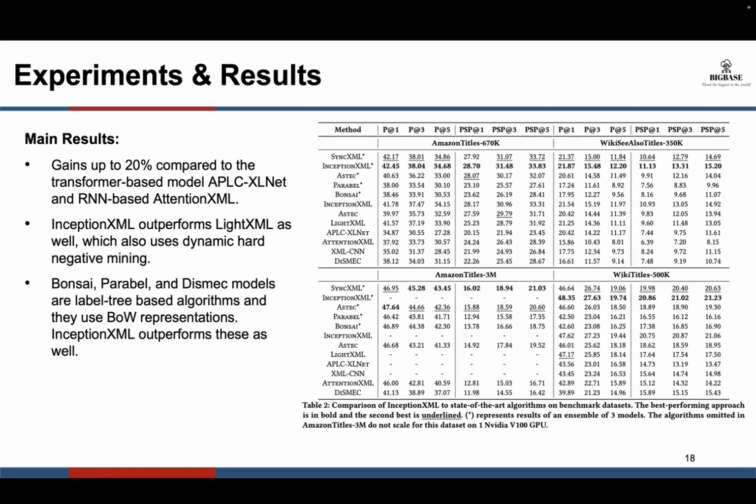InceptionXML outperforms LightXML also. As we mentioned, it also uses dynamic hard negative mining, but InceptionXML fixes the problems with LightXML, so it outperforms. And also there are some label tree-based algorithms, Bonsai, Parabel, and DiSMEC models. Label tree-based algorithms were used before people started using the pre-trained transformer models. And the proposed framework here outperforms these label tree-based algorithms as well.